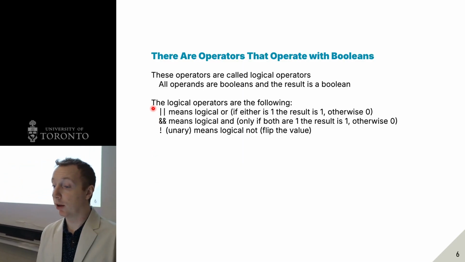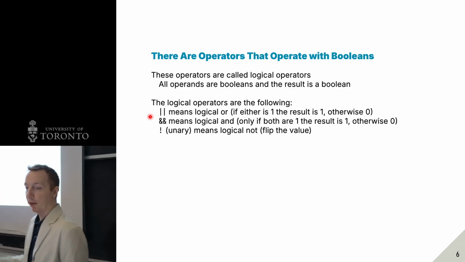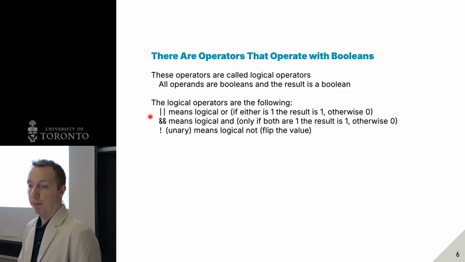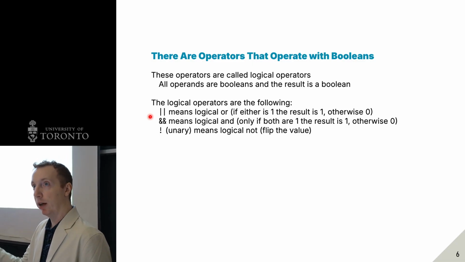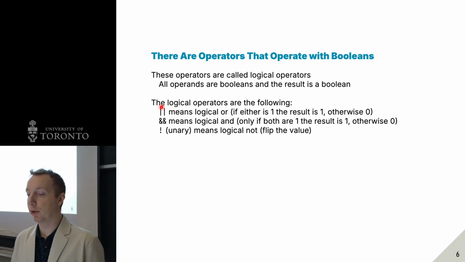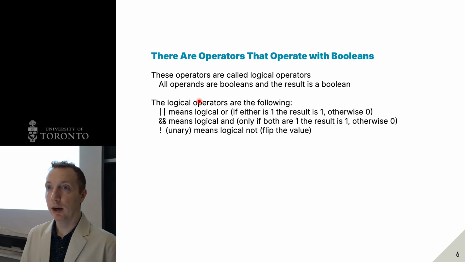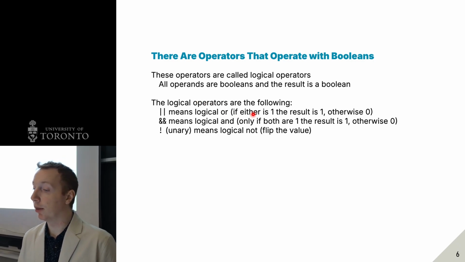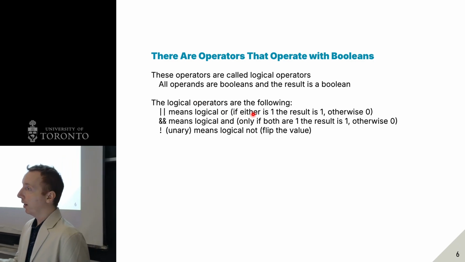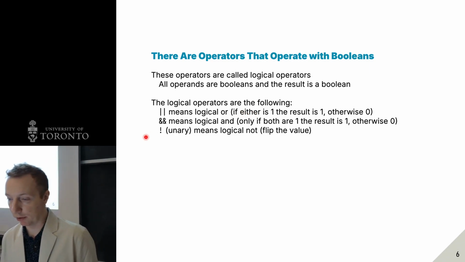So the logical operators are the following. Two bars means logical OR. Again, they're binary operators, so they need an argument on the left and the right. And the rule for logical OR is: if either is 1, the result is 1. Otherwise, if both of them are false, then the final result is false.